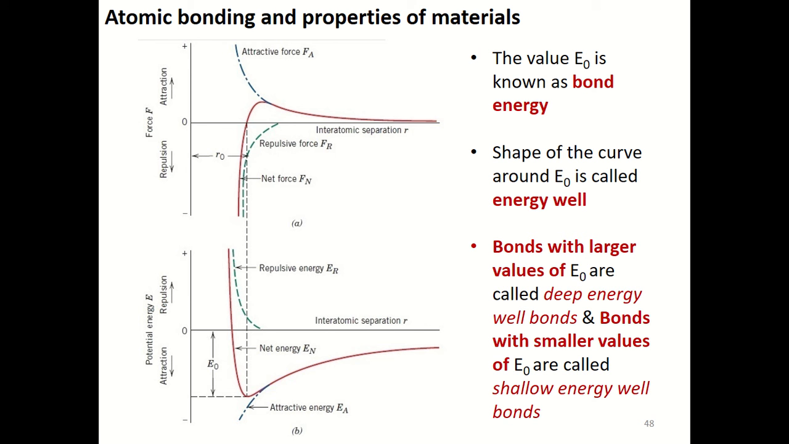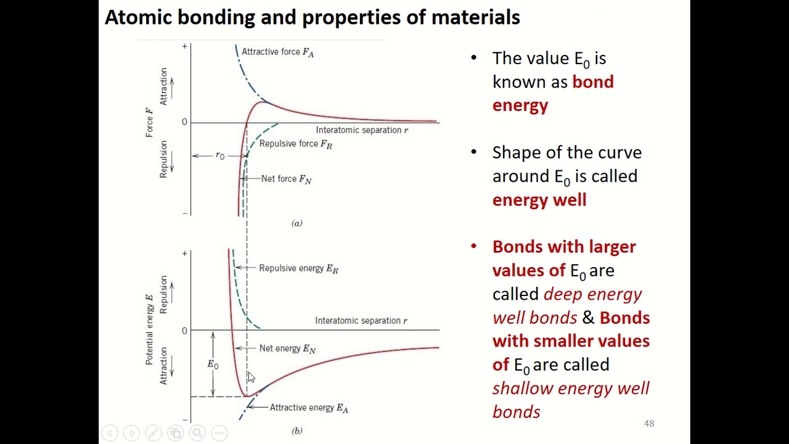So this value of E0 is known as the bond energy, and the distance R0 is called the bond length. That is another important piece of information. It is the center to center distance between two atoms. The shape of the net energy curve around E0 is called the energy well.